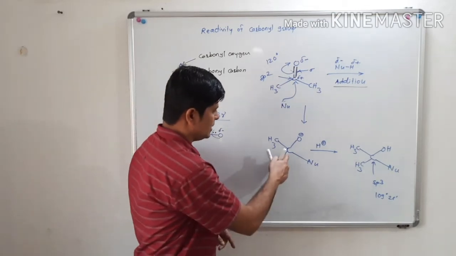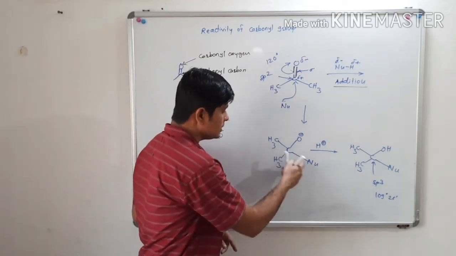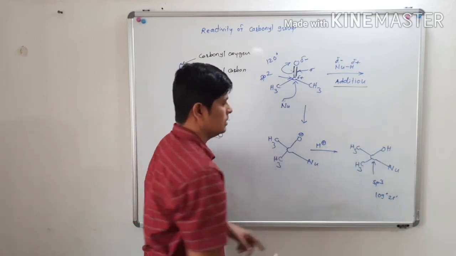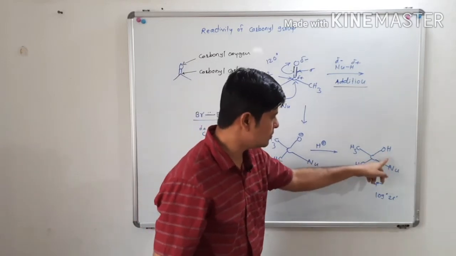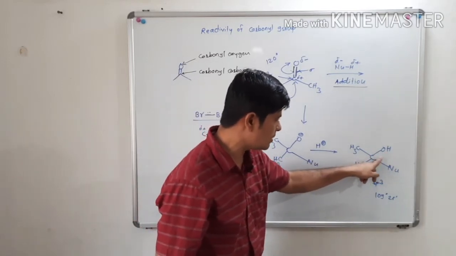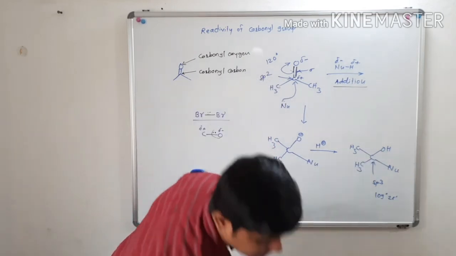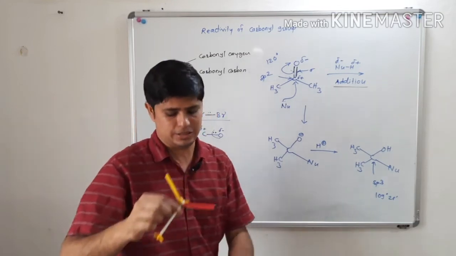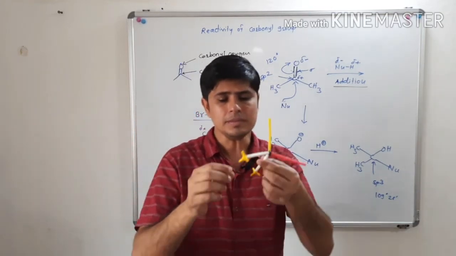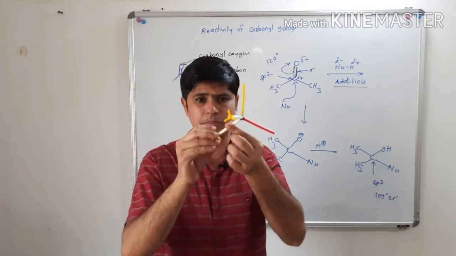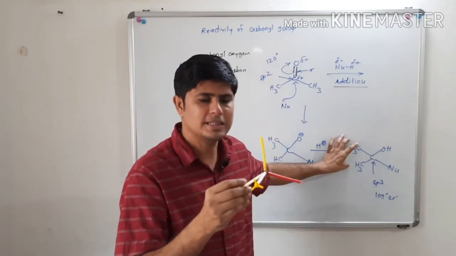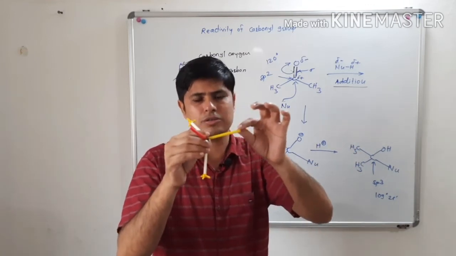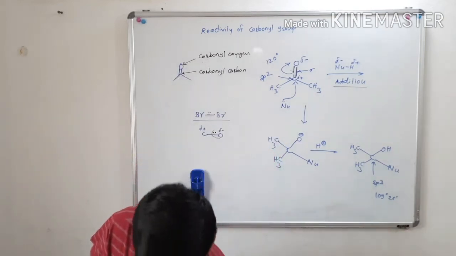That means nucleophile is added to carbon, and proton is added to oxygen. So this nucleophilic addition took place on carbon and on oxygen. So you will get such type of tetrahedral structure after nucleophilic addition reaction. See, this is your methyl group, these two methyl groups, and this is your nucleophile, the yellow bond is your nucleophile.